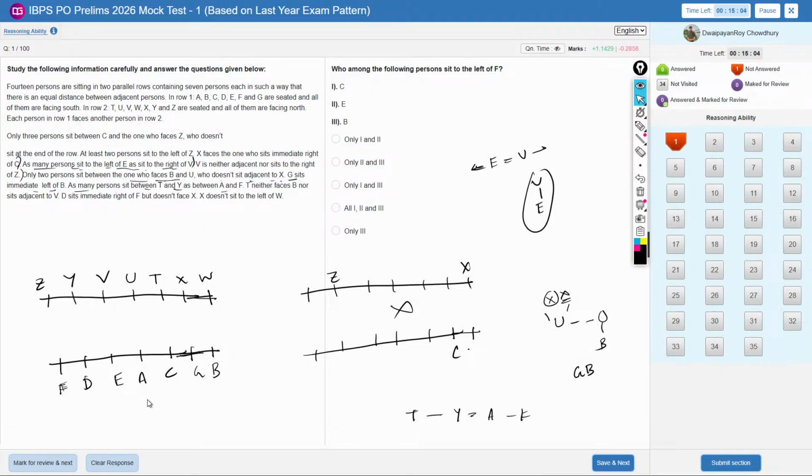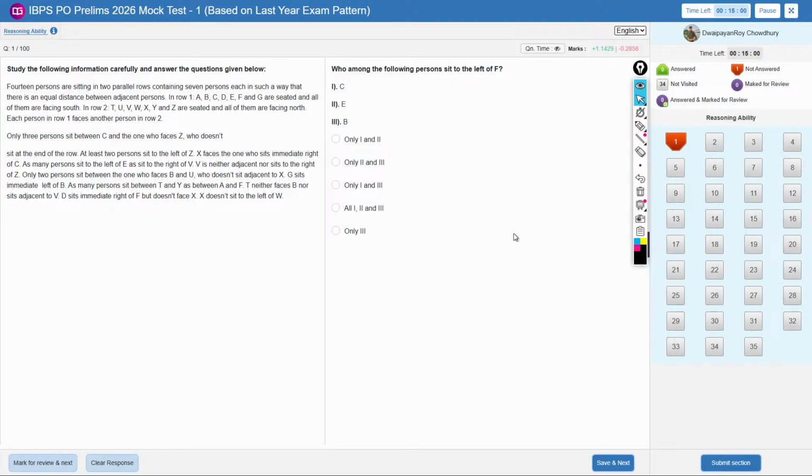So the whole scenario was upside down. Excellent. Let's skip it. I think I should.